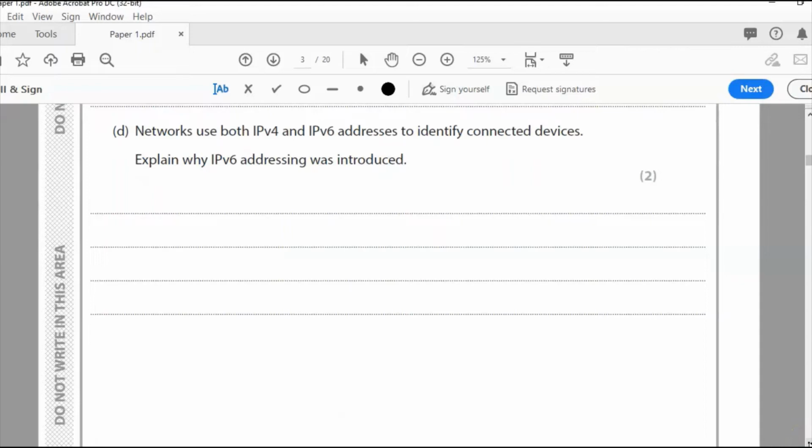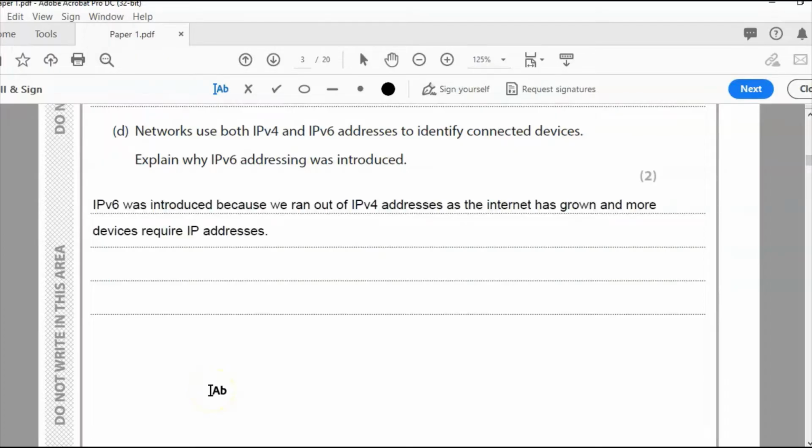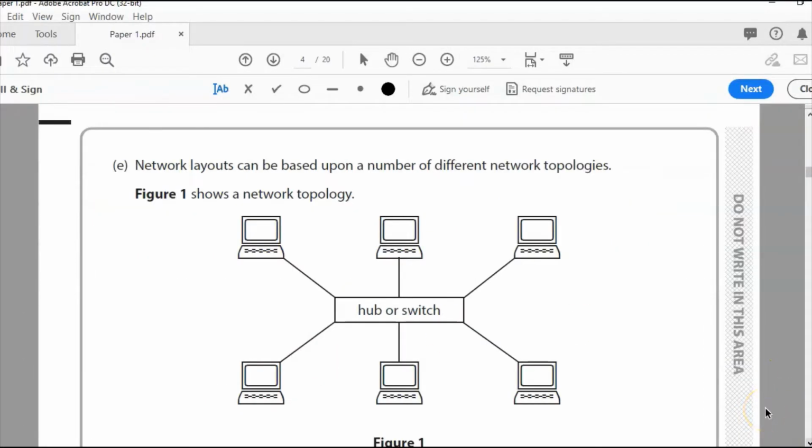D. Networks use both IPv4 and IPv6 addresses to identify connected devices. Explain why IPv6 addressing was introduced. Well, quite simply, it was introduced because we ran out of IPv4 addresses. So IPv6 was introduced because we ran out of IPv4 addresses as the internet has grown and more devices require IP addresses.